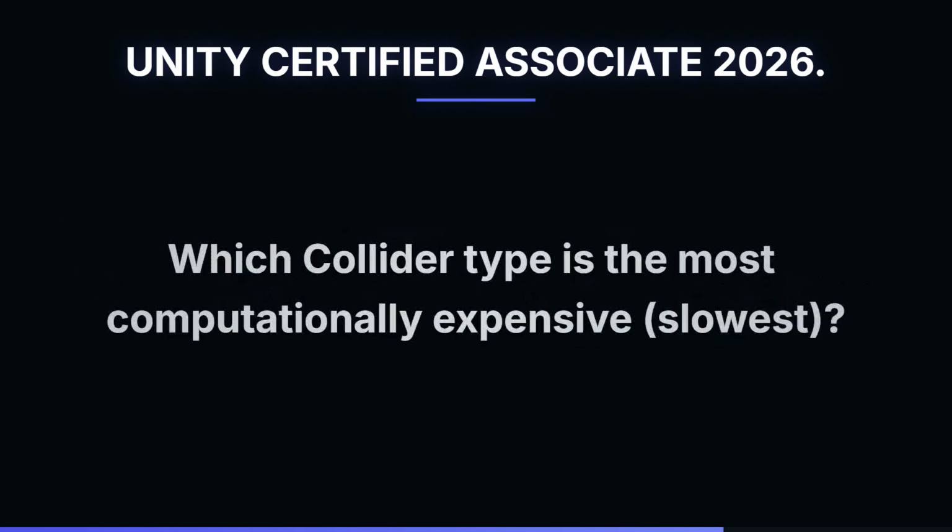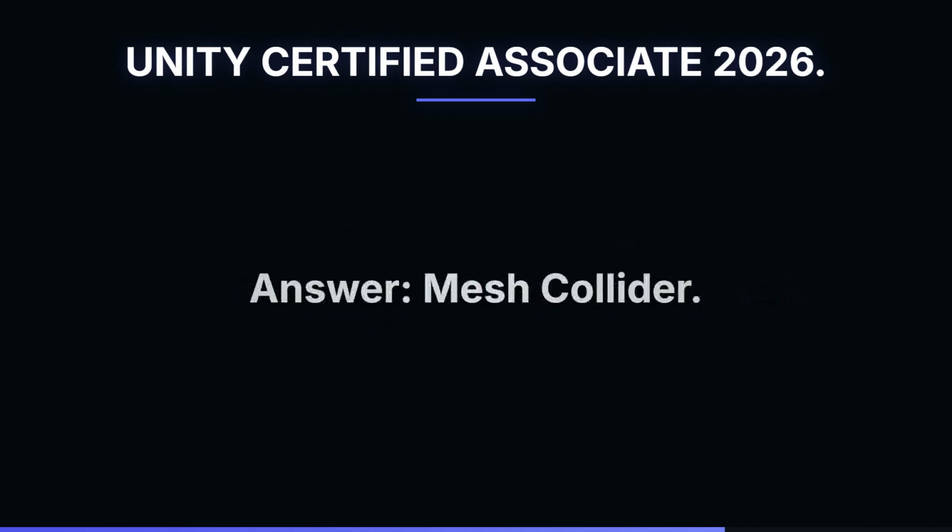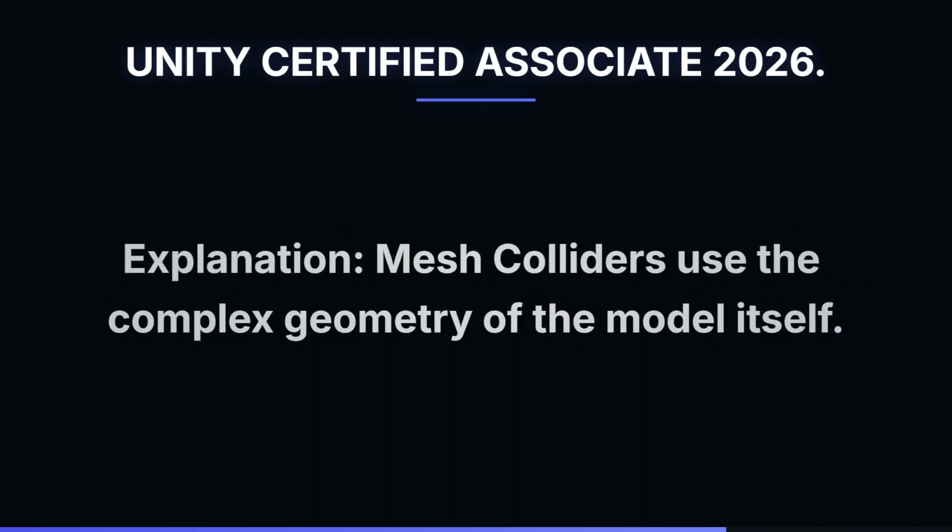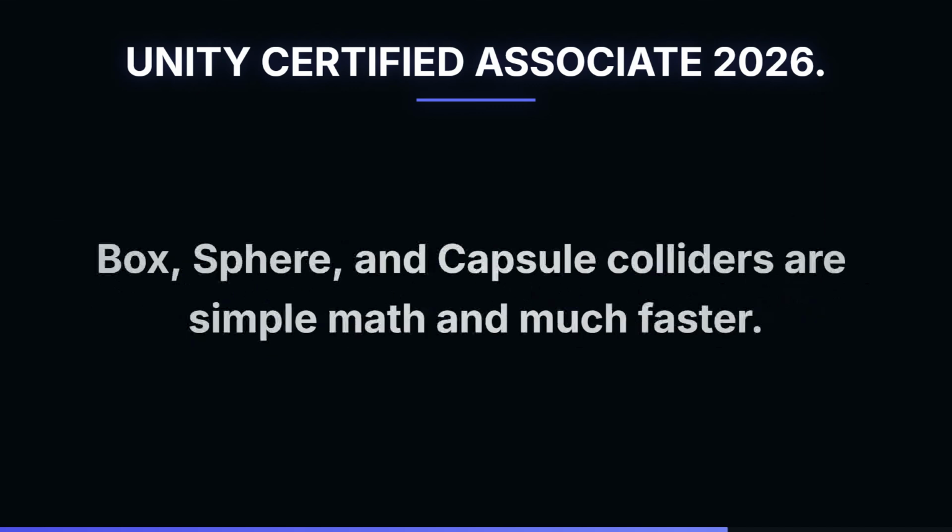6. Which collider type is the most computationally expensive, slowest? Answer: mesh collider. Explanation: mesh colliders use the complex geometry of the model itself. Box, sphere, and capsule colliders are simple math and much faster.